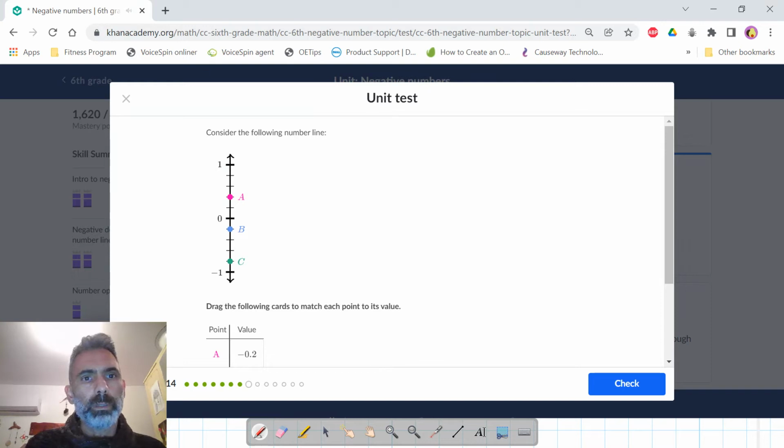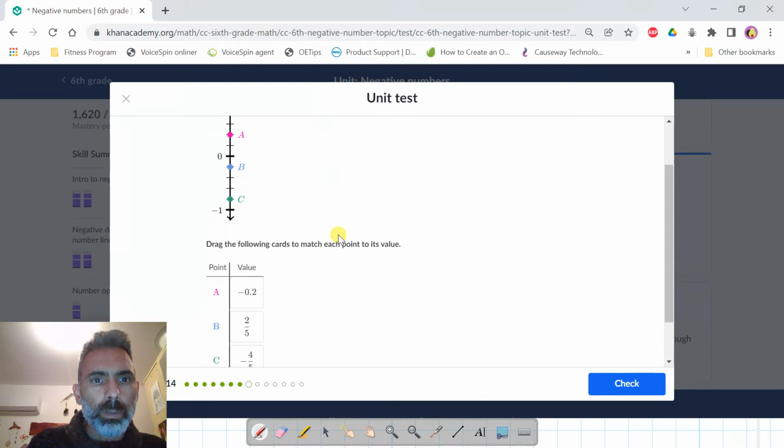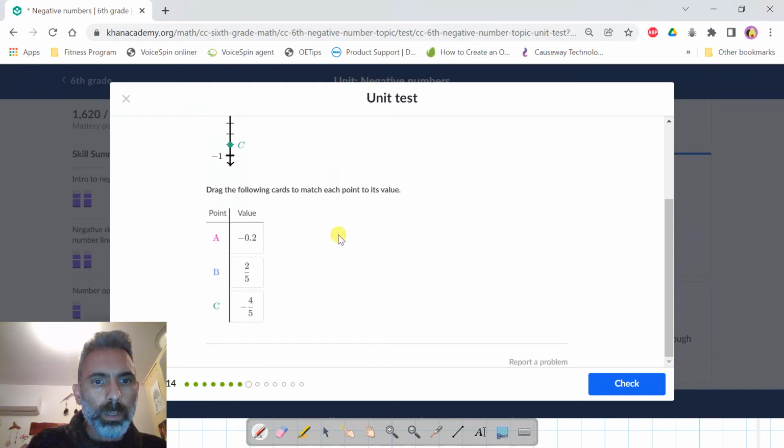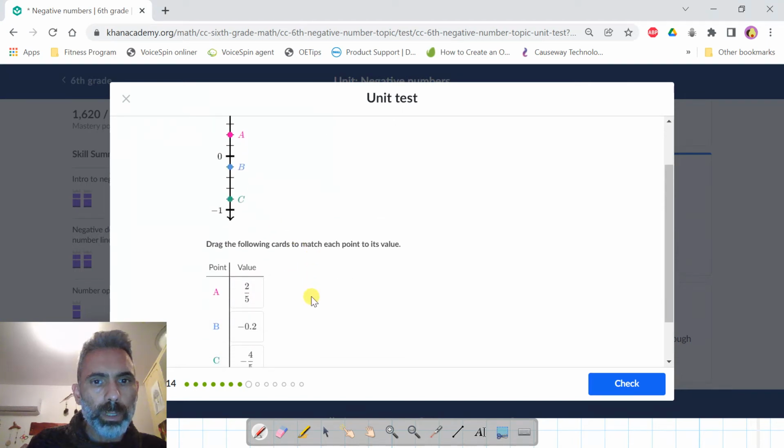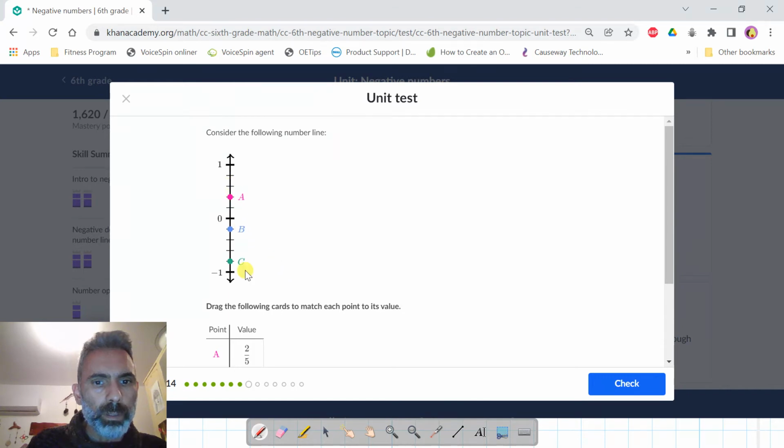Okay, consider the following number line. Okay, so each hash mark, 1, 2, 3, 4, 5, is 1/5 between 0 and 1. Okay, so A is 2/5. Drag the following cards to match each point to its value. So A is 2/5.